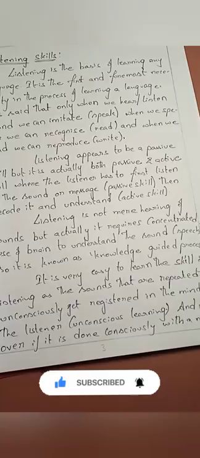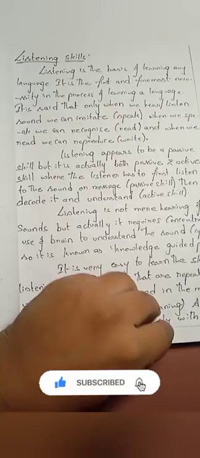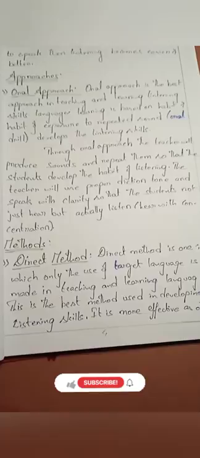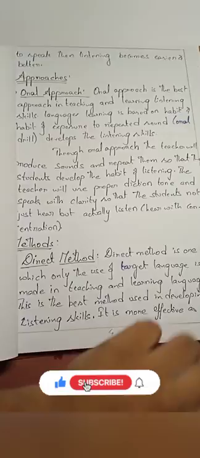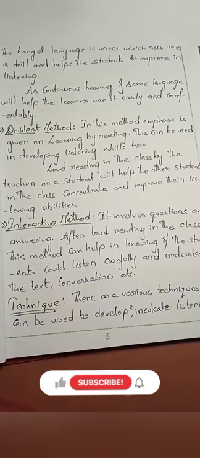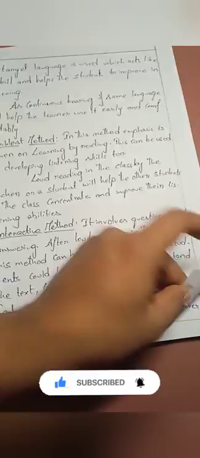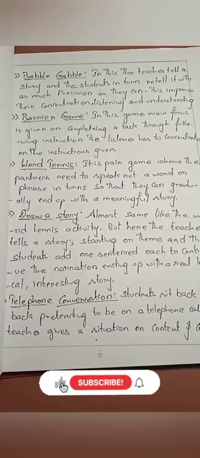Here you can see the detail about the report of listening skills. And approaches, such as the oral approach. And the methods are the direct method and the Dr. West method. Here the direct method was an old or traditional method, and the Dr. West method was a new method. And then next is the interactive method and techniques: Babble Gabble, Barrier Game, Word Tennis, Draw a Story and Telephone Conversations.